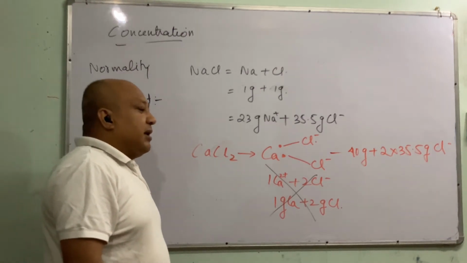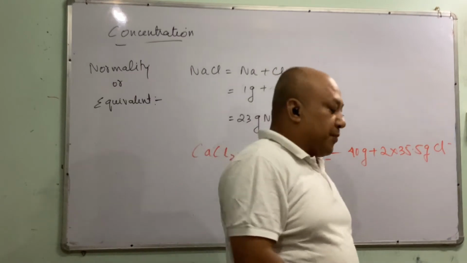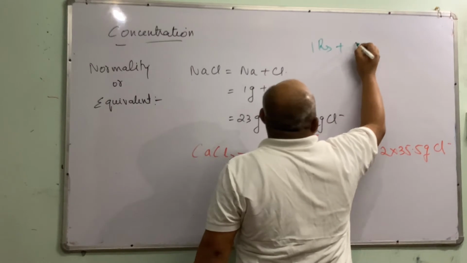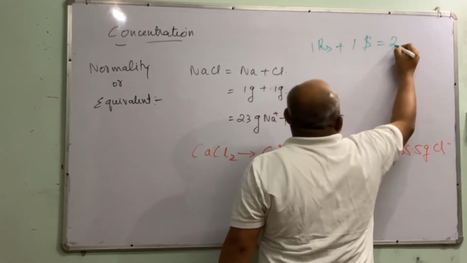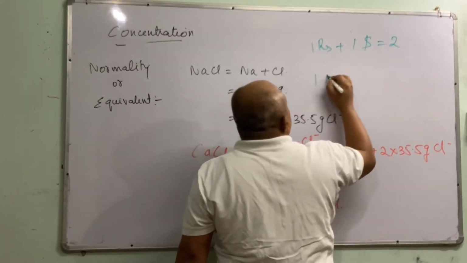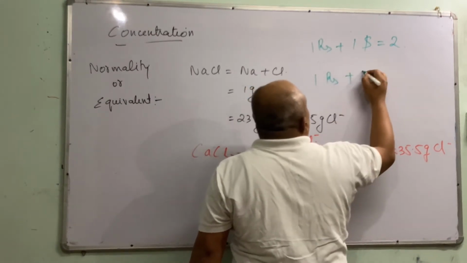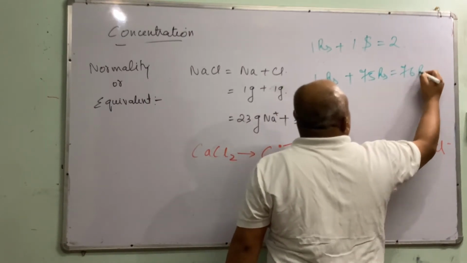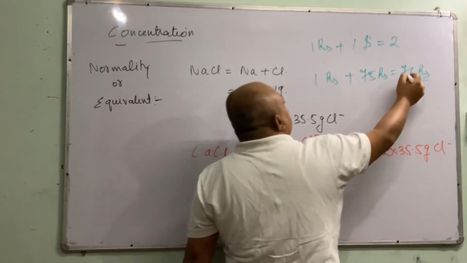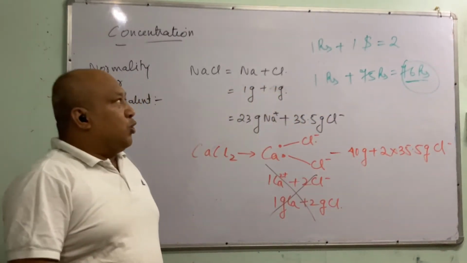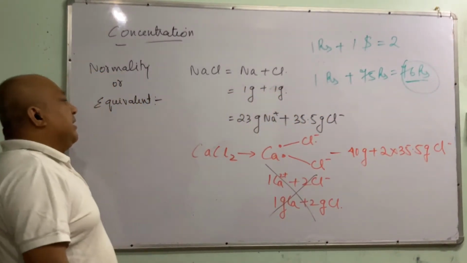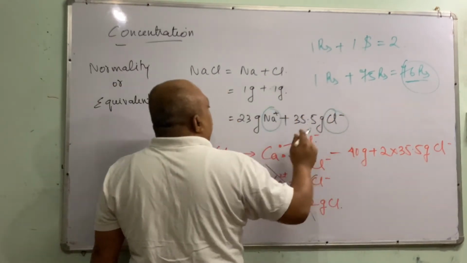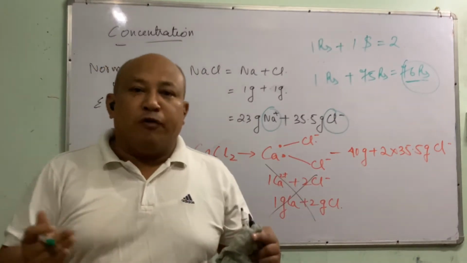Okay. Another example is, can I say like this, 1 rupee plus $1, can I say 2? No. So this is 1 rupee plus a dollar, maybe 75 rupees, is equal to 76 rupees. Right. This is the equivalent. So you have to have the uniform weight. The reason is, when chemicals react with each other, they react based on the equivalent.